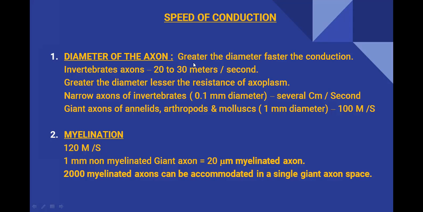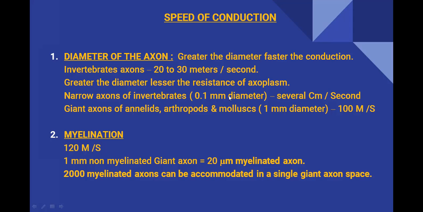So this is the reason why in bigger diameter neurons, the nerve conduction is faster. Coming to invertebrate axons, most of them are very thin. In such invertebrate axons, the speed of the nerve impulse is around 22 to 30 meters per second. And in some narrow axons in these invertebrate animals, the diameter will be around 0.1 millimeter.